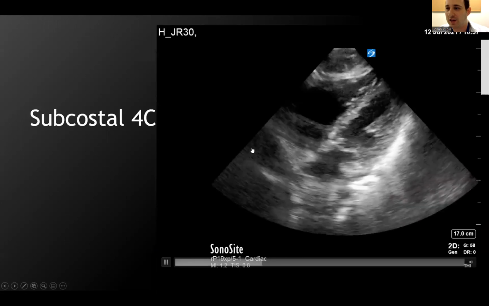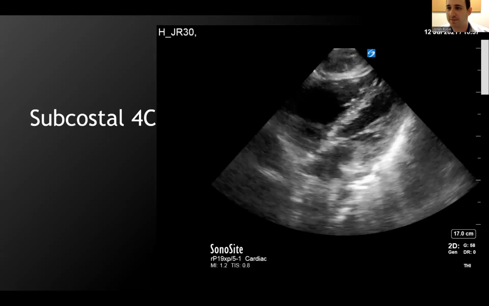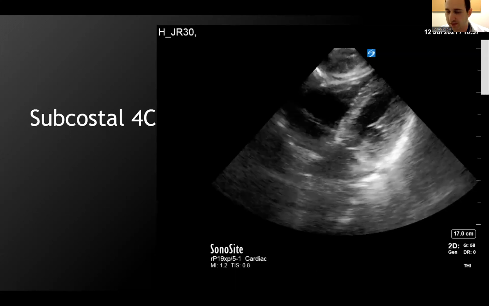And then you get a subcostal four-chamber view. What do you think about your LV function? RV function?